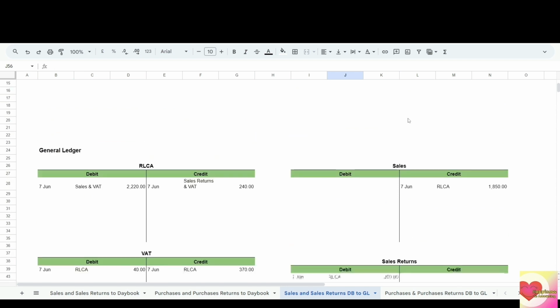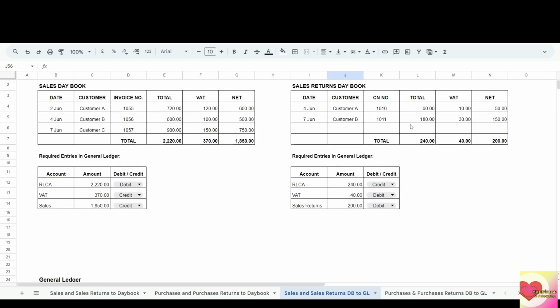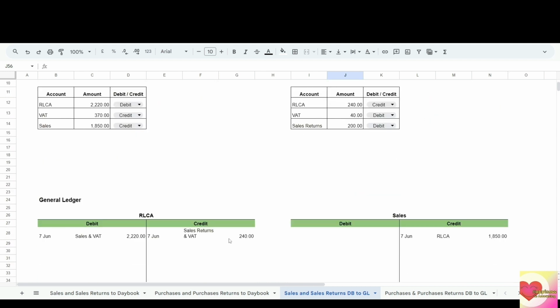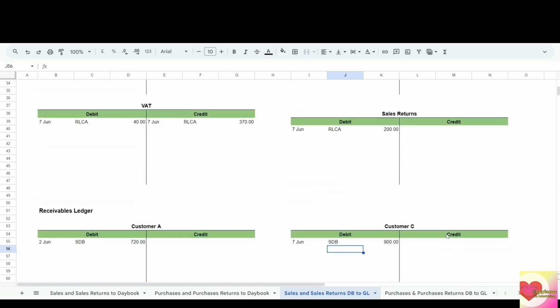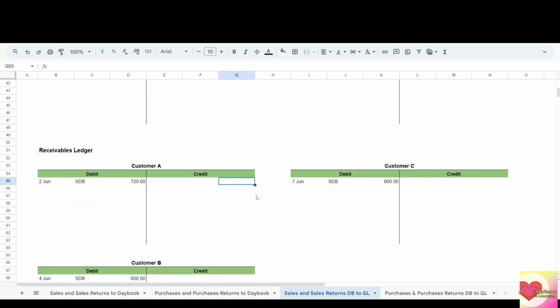Let's do the same for sales returns daybook. We have to record the total or gross amount of each customer's transactions one by one as well. And again, we will enter them in the same side where we enter the RLCA, which is credit. First is customer A, 4th of June, 60. Again, we will record it to the same side where we record RLCA, which is credit. So let's go to customer A, record the amount, the date, and the details is sales returns daybook.